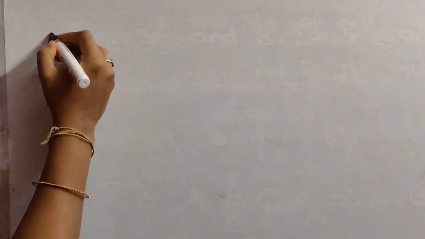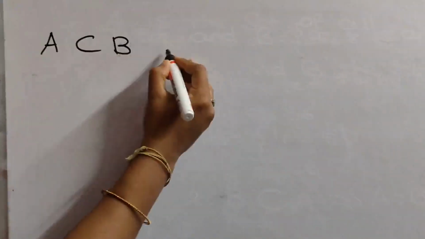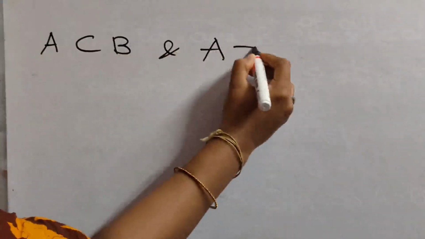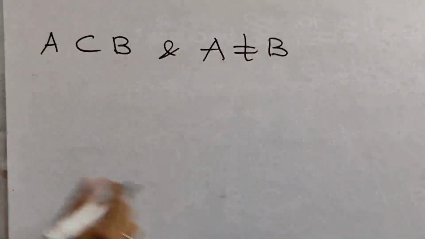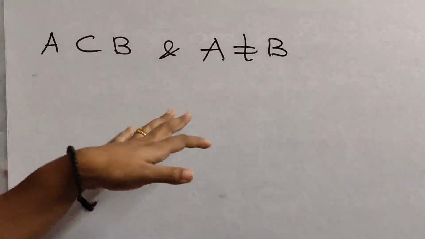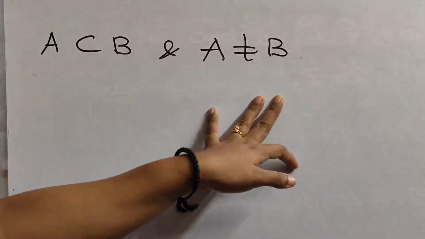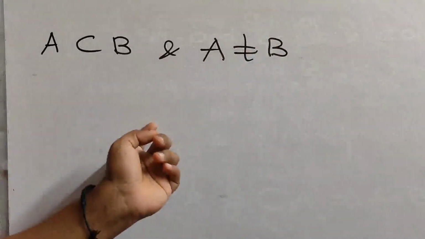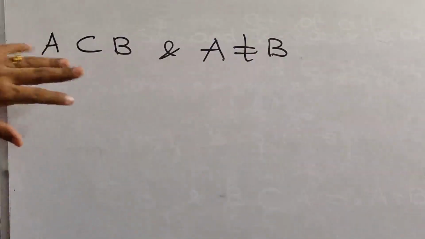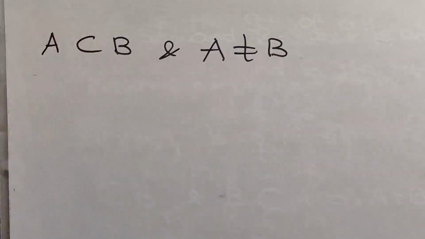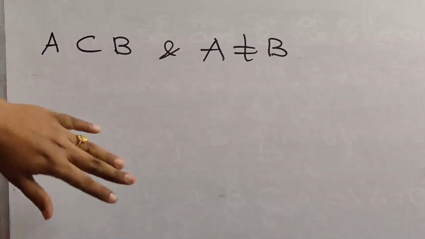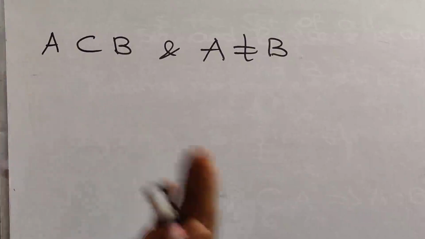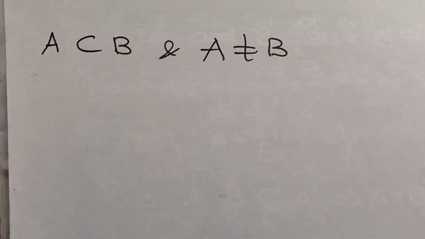Let A and B be two sets. If A is a subset of B and A is not equal to B, then we call A a proper subset of B, and B is the superset of A. That means A is a subset of B and A should not be equal to the second set. Then we say the first set is the proper subset of the second set and B is the superset of A. Let's consider an example.